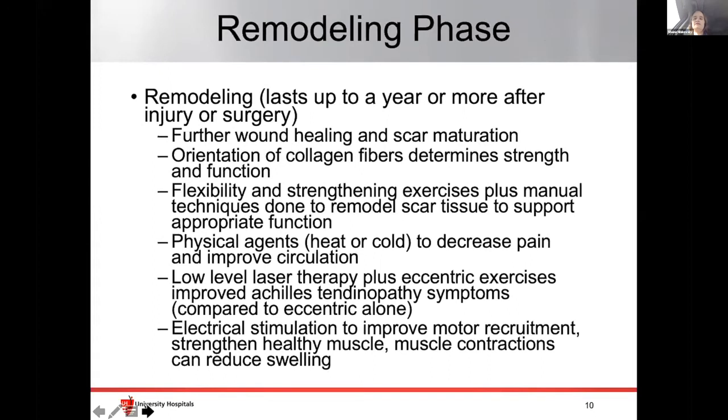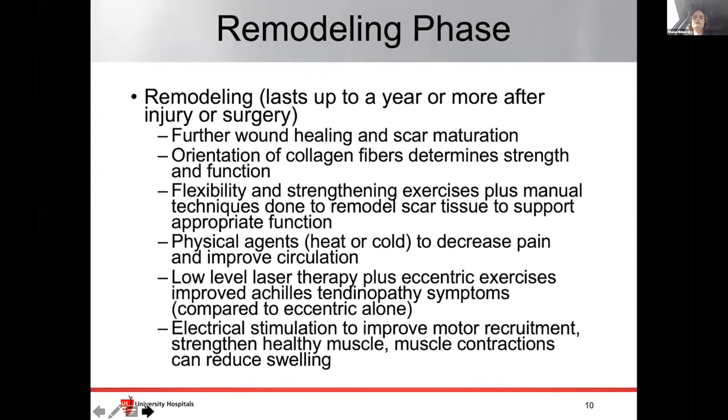The remodeling phase is the final phase, and it takes up to a year to fully remodel. The scar matures, it gets stronger. The orientation of collagen fibers is actually parallel to the lines of stress and or function, how it functions. And so that's the time that you really start the strengthening exercises.